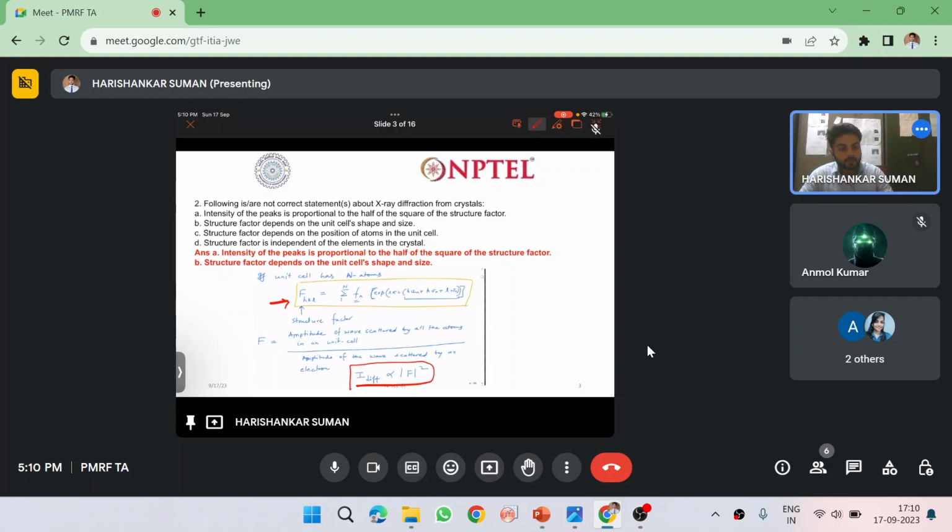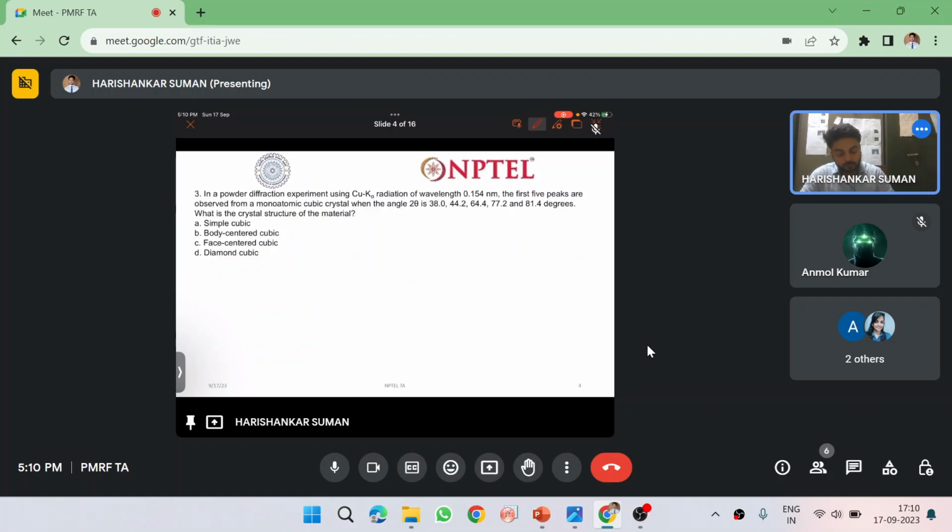Okay, let's move to the third question. In a powder diffraction experiment using copper K alpha radiation of wavelength 0.154 nanometer, the first 5 peaks are observed from a monoatomic cubic crystal. The 2 theta angles are given in degrees. What is the crystal structure of the material: FCC, BCC, diamond cubic, or simple cubic?